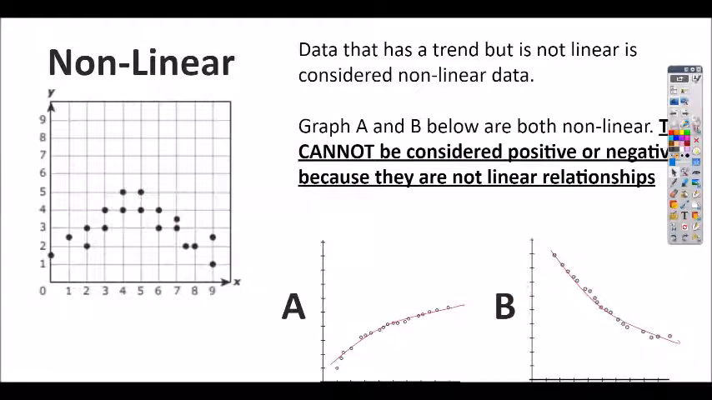What does a nonlinear pattern look like? It's data that has a trend but is not linear. So basically what that means is you can see that it creates a line, but it's not a straight line. Therefore, it's called nonlinear. This cannot be considered positive or negative because it's not linear. You can notice that A looks like it's trending upwards, but it's actually still just nonlinear. There's no such thing as nonlinear positive or nonlinear negative. They would just be classified as nonlinear.